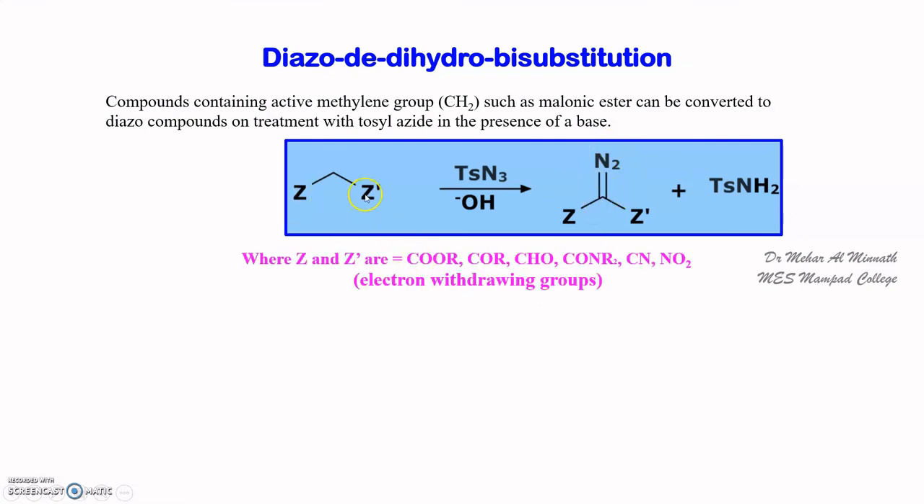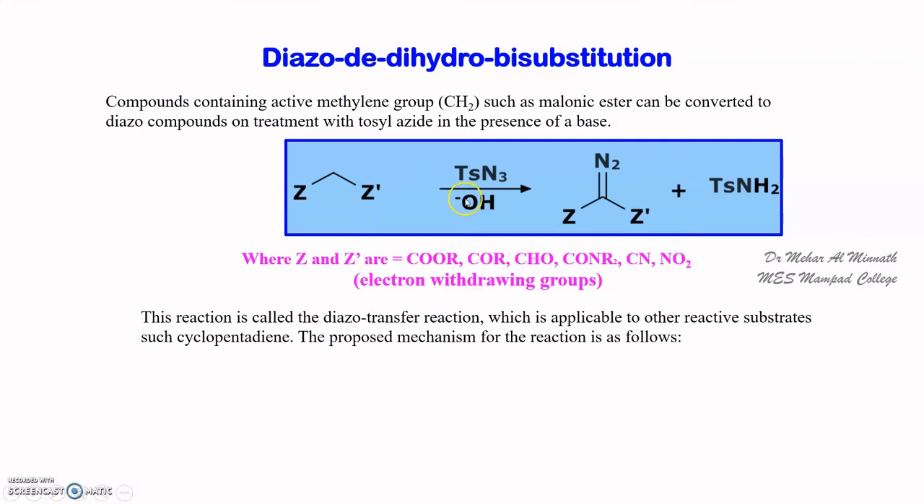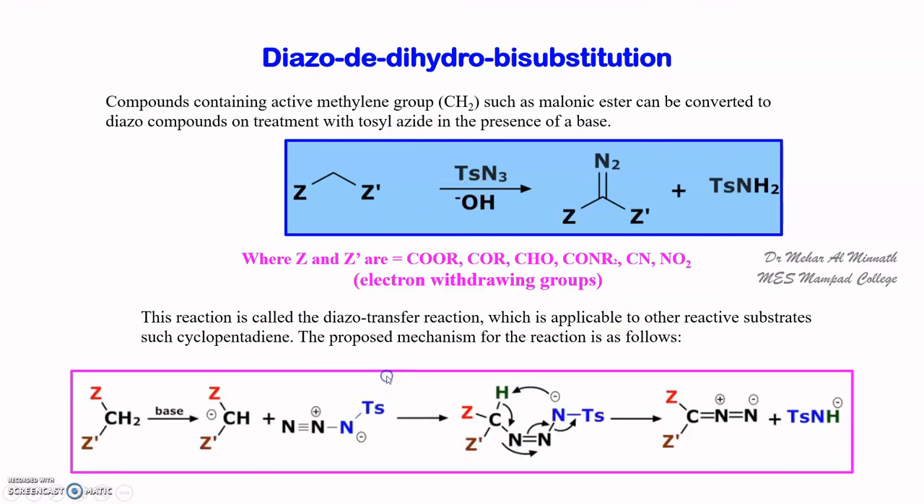So this Z and Z prime can be COR, electron withdrawing groups. Again, remember, then only this proton will become highly acidic. The methylene proton must be highly acidic, so the groups adjacent to it must be electron withdrawing. Now, this is called the diazo transfer reaction. You can use this reaction for cyclopentadiene also. Now, how is this happening?